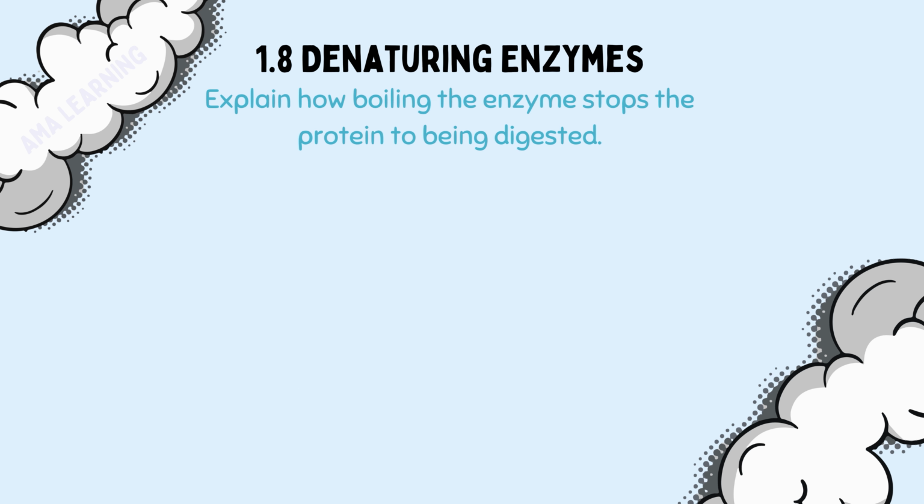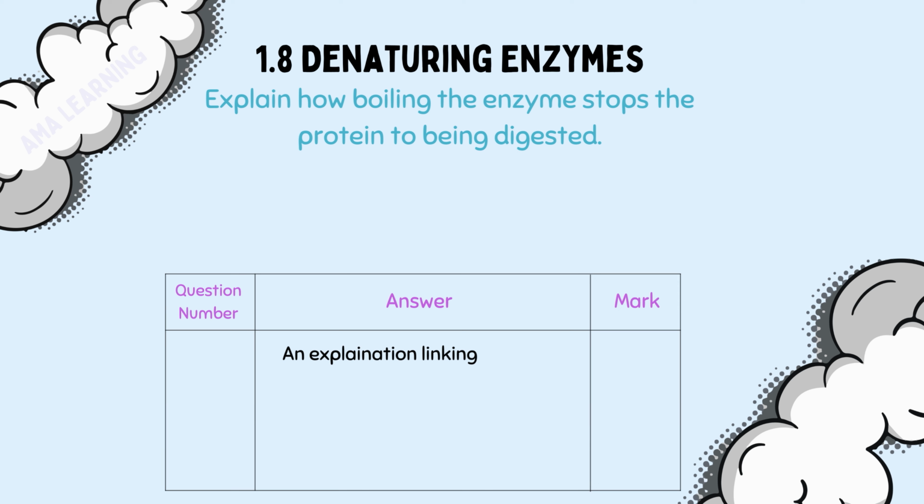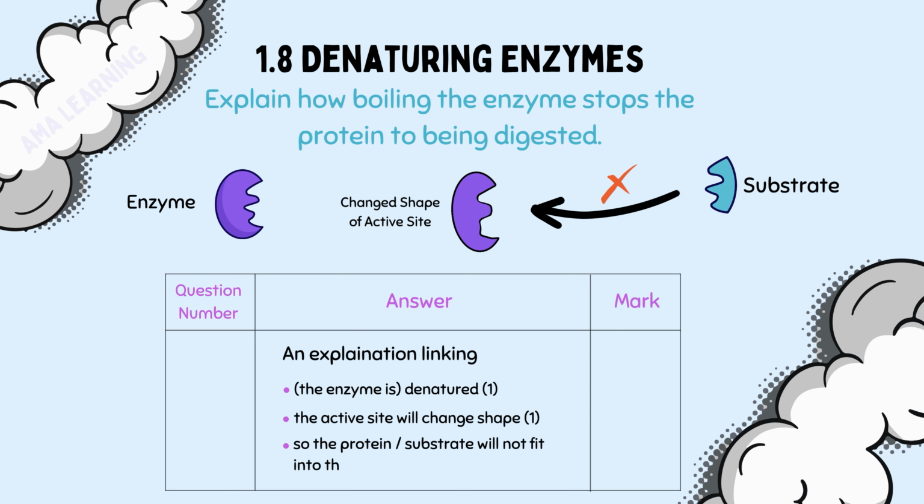If we combine what we have learned over the last couple of minutes, we can easily answer this question. The key learning in this topic is that once the enzyme has denatured, the active site changes shape. And if the active site changes shape, the substrate will no longer fit into the active site. If the substrate no longer fits in the active site, then there is no reaction, and the substrate will not be broken down. Now let's compare what we've learned to the mark scheme. So if you look at the mark scheme, we would have got full marks.